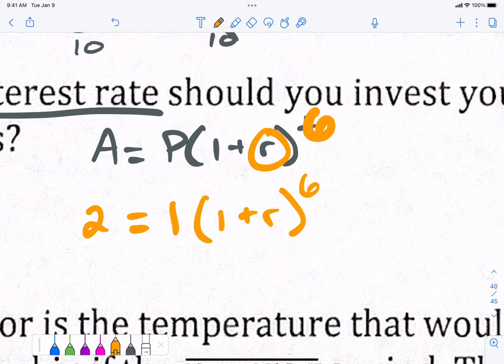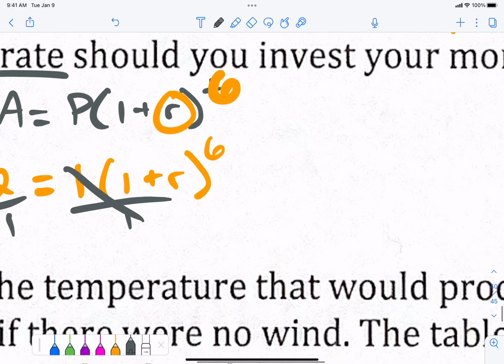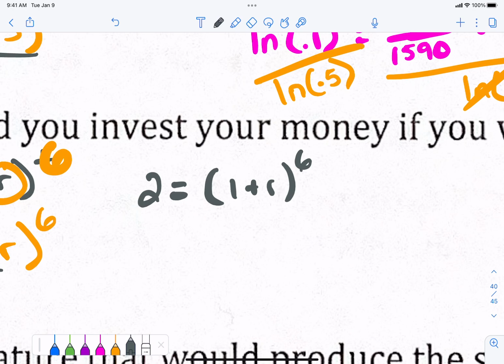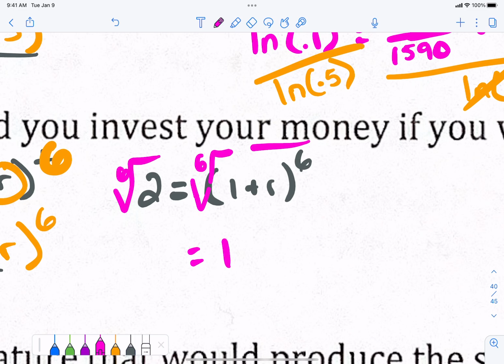Okay, now what? Divide by 1, which you don't really have to do. You've got 2 equals 1 plus R to the 6th power. This is weird. You're not going to use a log. You're only going to use a log when you're solving for an exponent, right? My R is down below. So what do I do now? I take the 6th root. Now remember, R is going to be a decimal, so R is going to be a really small number. 1 plus R. What is the 6th root of 2?